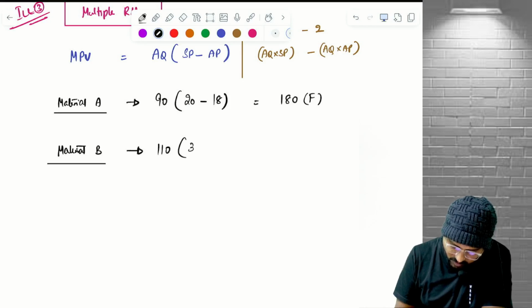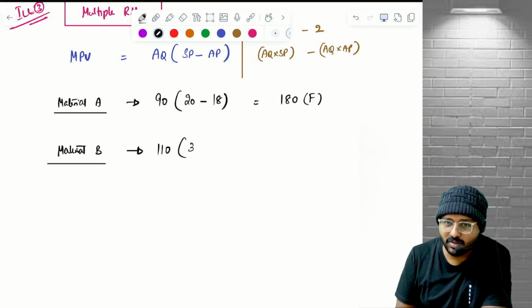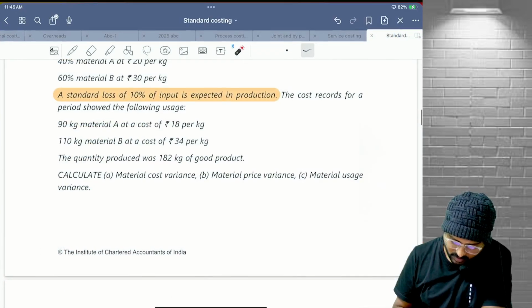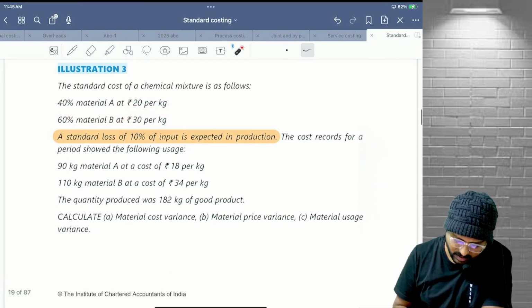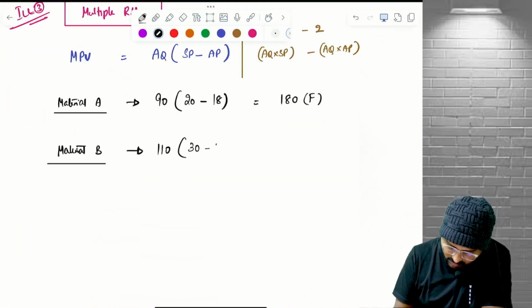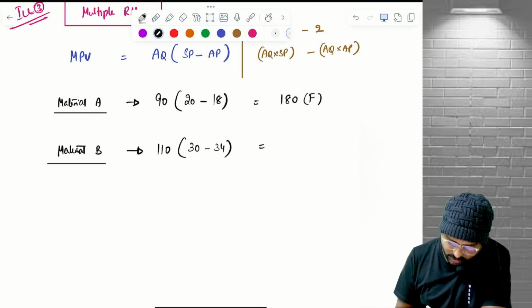30 or 34? Standard price of material B is 30 or 34? Why are you getting confused and giving me 34? Standard price is here, na? 30. Actual price is 34. So 30 minus 34. Now tell me how much?